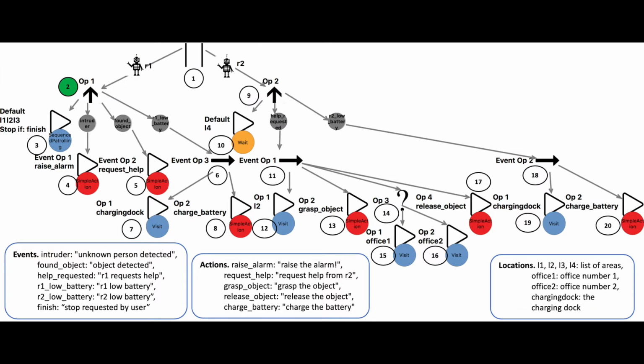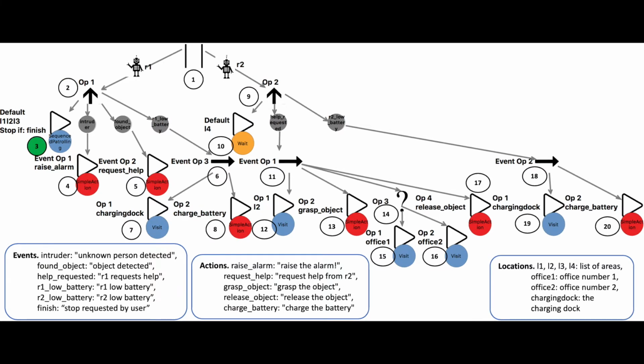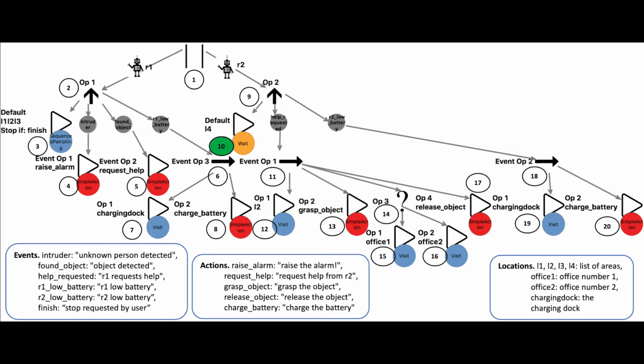The execution of an operator event handler begins with the execution of its default mission, and will not end until this default mission is finished. Concretely, Robot 1 patrols a set of areas in a sequential manner, and Robot 2 waits in L4.